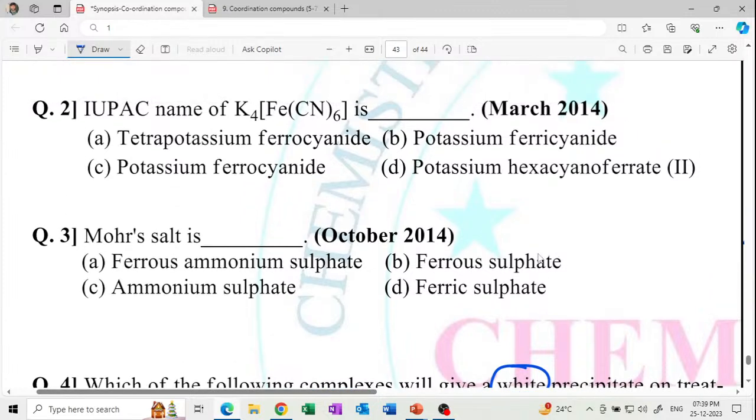Mohr's salt: what is the formula of Mohr's salt? It is ferrous ammonium sulfate. Ferrous ammonium sulfate is Mohr's salt. It is a double salt: FeSO4, ammonium sulfate and water molecules.